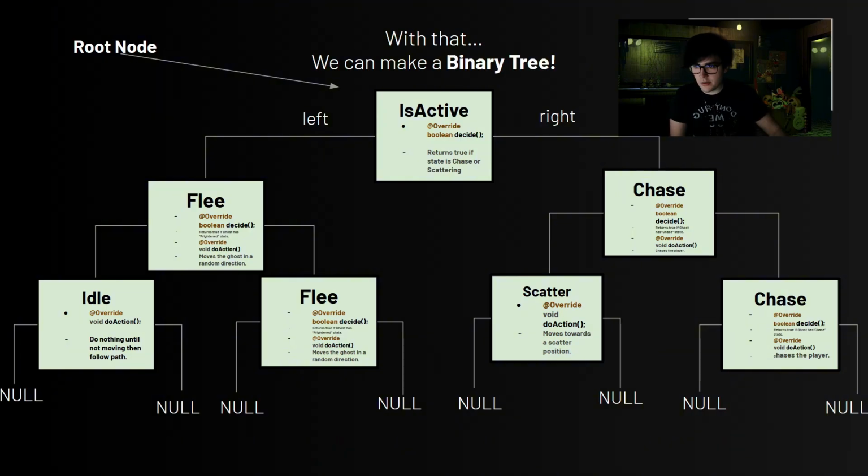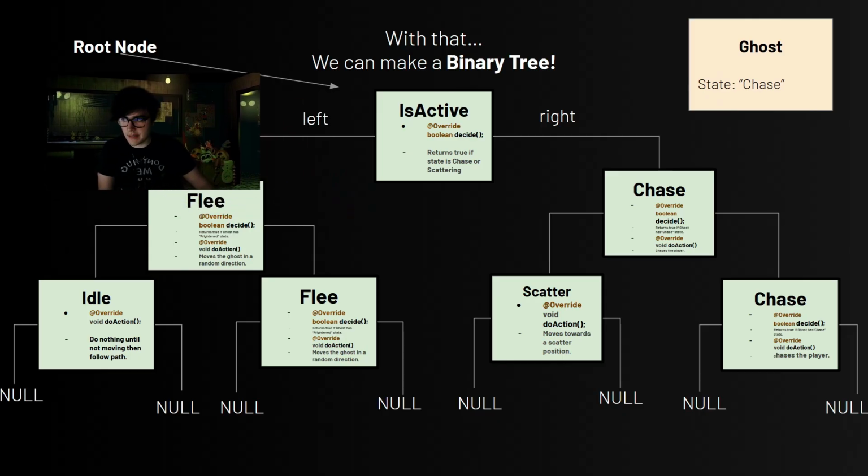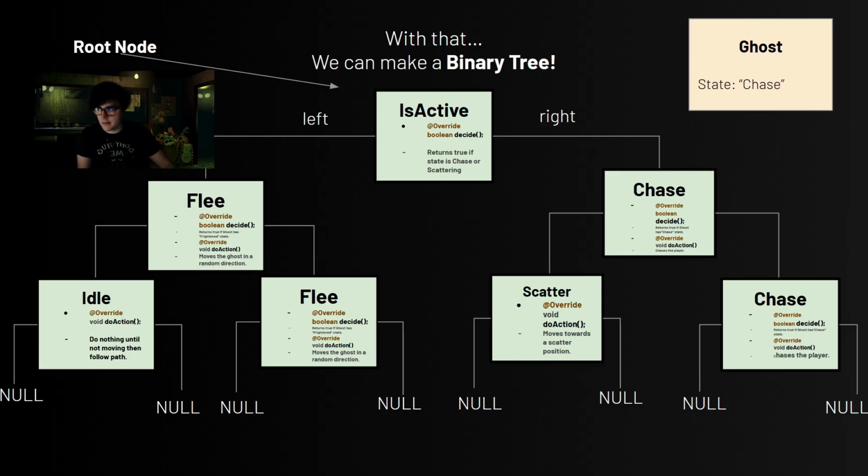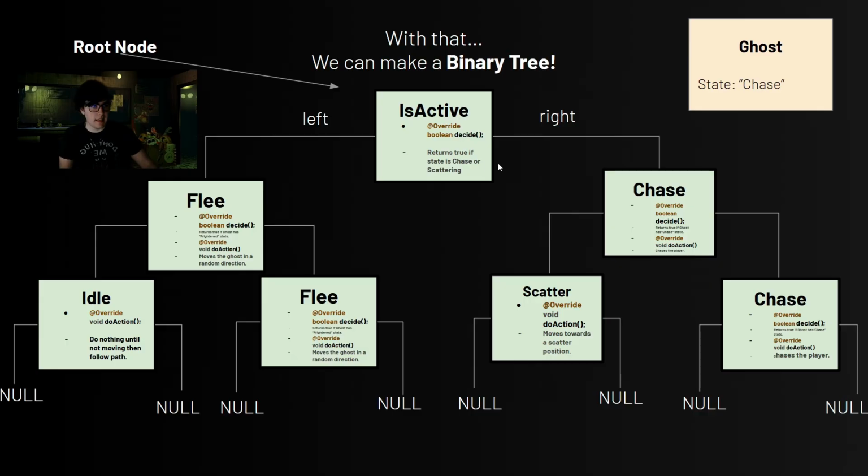Okay, so we have a ghost here, and I'll change that over here, and its state is currently chase. Okay, so if the ghost state is chase, then think about it. We start here, at the is active. We have to start at the root of the decision tree. So you might want to go through this example in your head for a second and see where we end up.